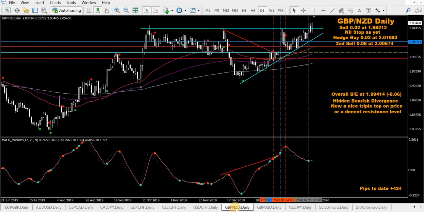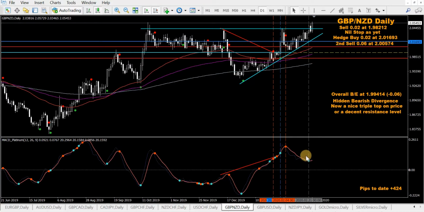Pound New Zealand, this one's going against me. Took a sell, hedge buy, second sell in here, so you can see one, bang, bang, bang. Overall break-evens here, and it has just gone against me. It's broken the previous highs now. You can see it's 1, 2, 3. Now it's broken through.